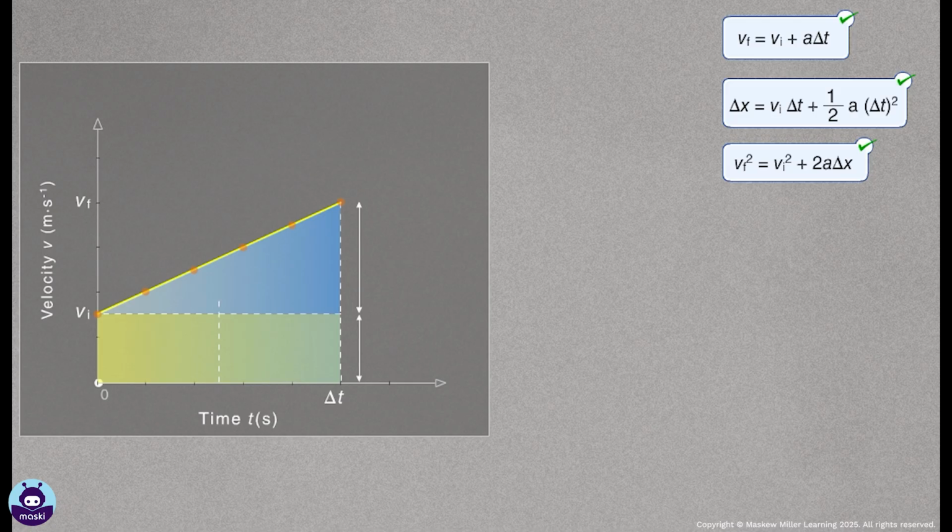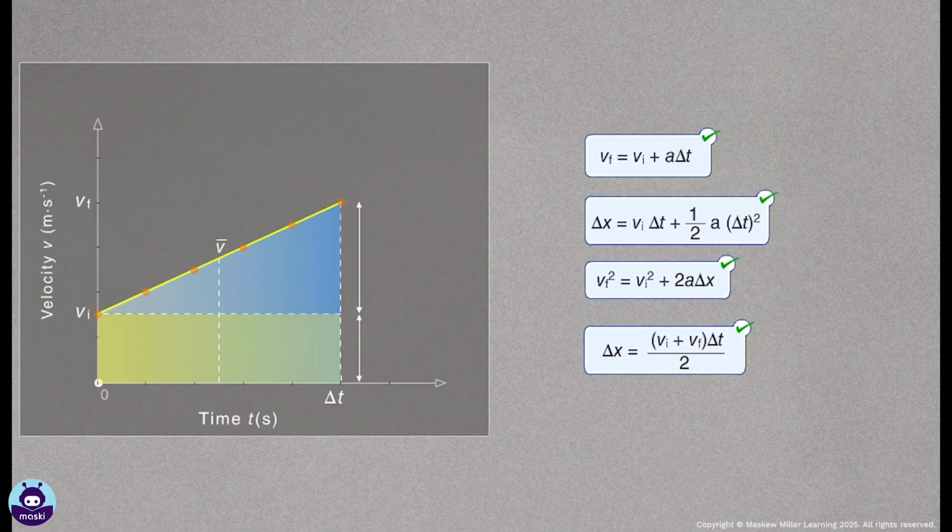The average velocity for the time duration delta t is given by v bar equals v initial plus v final all over 2. Therefore, the displacement can be given by average velocity times the time. Delta x equals v initial plus v final all over 2 times delta t. This is the fourth equation. These four equations can be used for any time interval, even though we have derived the equations using the start and the end as the initial and the final instance of time.